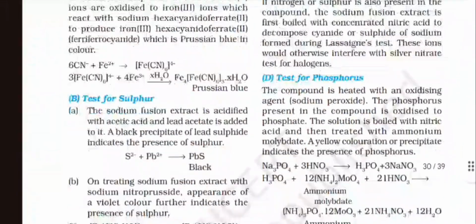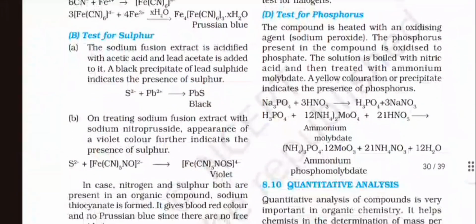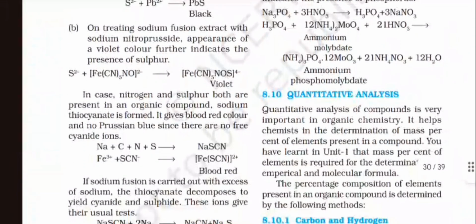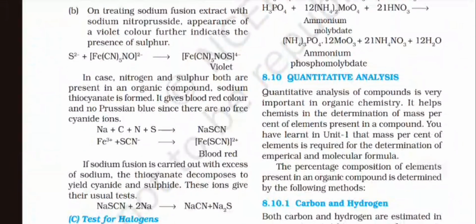Test for sulfur. The sodium fusion extract is acidified with acetic acid and lead acetate is added to it. A black precipitate of lead sulfide indicates the presence of sulfur. On treatment of the sodium fusion extract with sodium nitroprusside, the appearance of violet color further indicates the presence of sulfur.